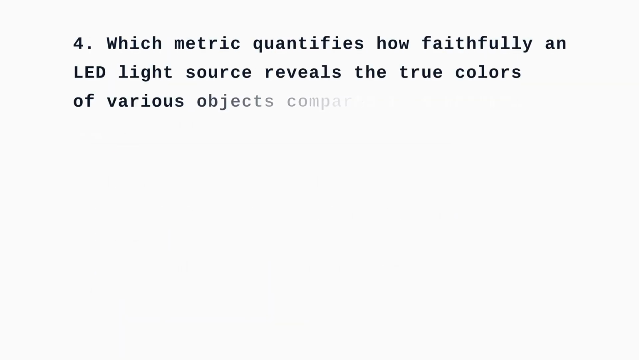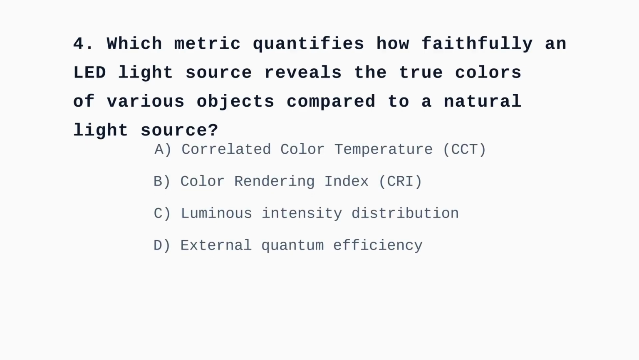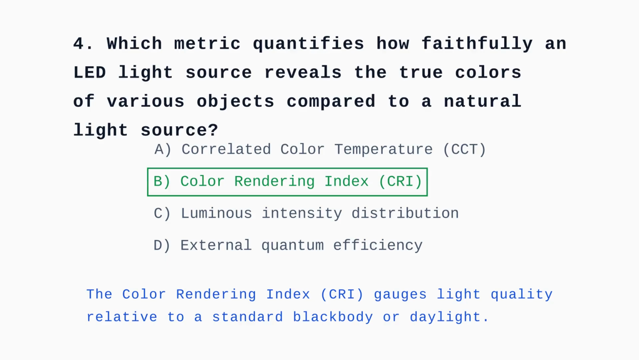Question 4. Which metric quantifies how faithfully an LED light source reveals the true colors of various objects compared to a natural light source? The color rendering index is a quantitative measure of a light source's ability to reveal the colors of various objects faithfully in comparison with an ideal or natural light source.